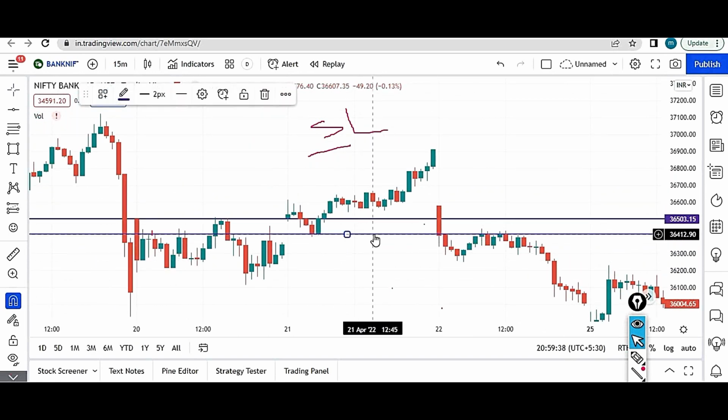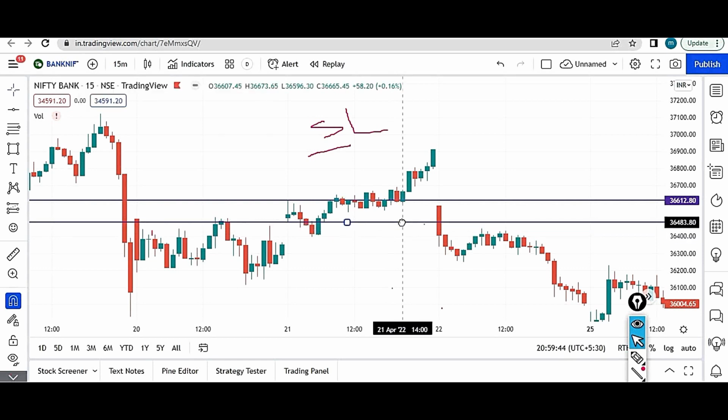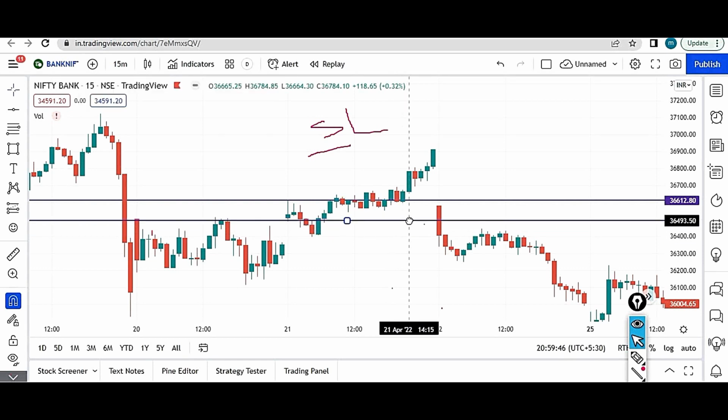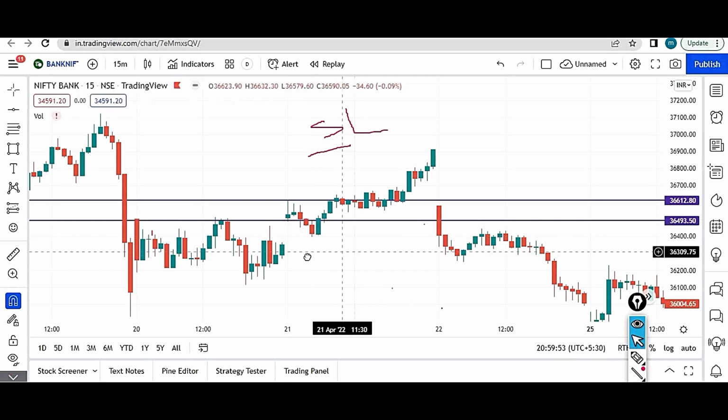And this is another inside bar. If you took the entry here, you might have made some 492, almost 100 points move. Okay.